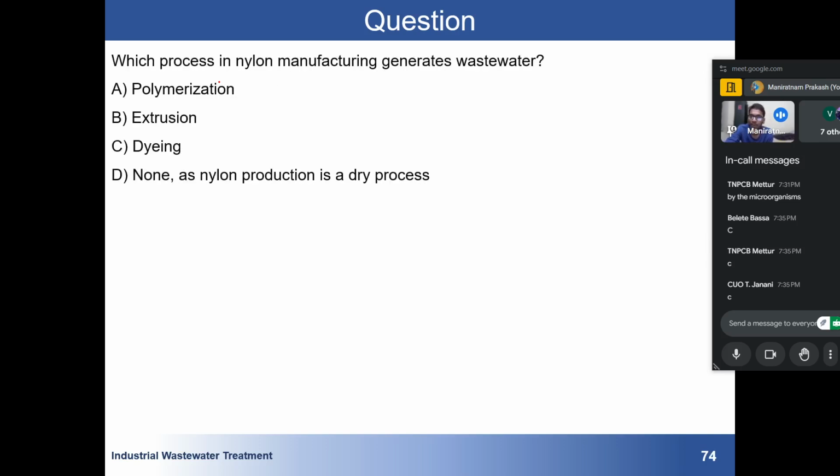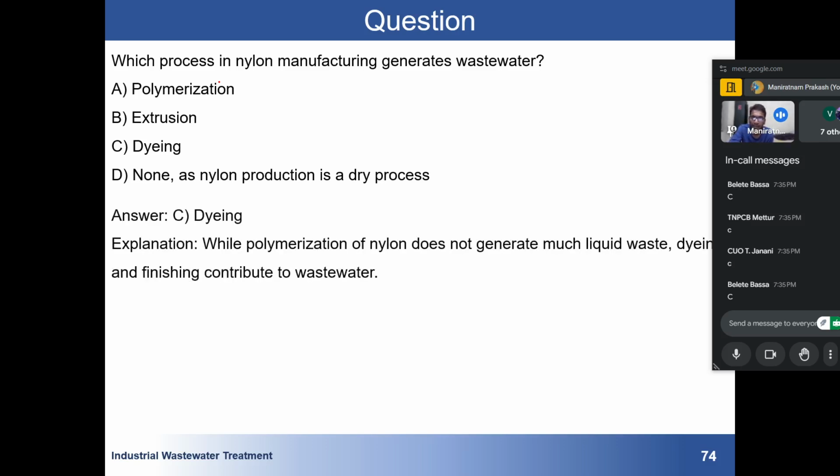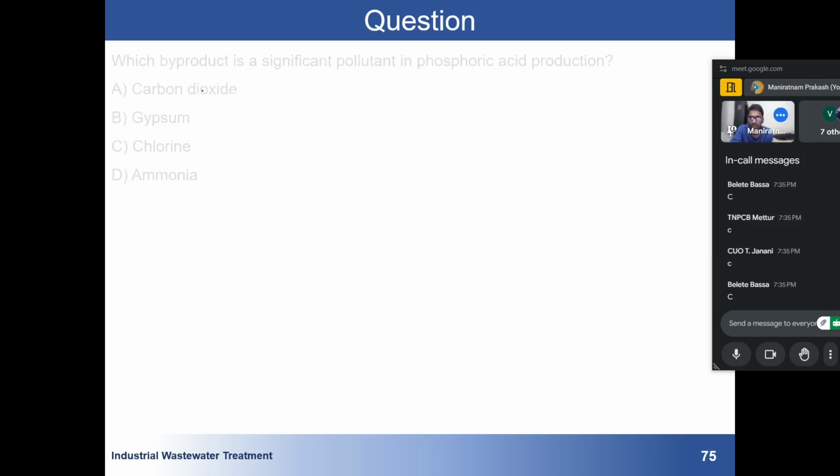Which process in nylon manufacturing generates wastewater? Answer this question. C, are you saying this? C, dyeing. Yes. While polymerization and spinning generate much less liquid, dyeing and finishing contribute to wastewater. That's true, C was the correct answer.